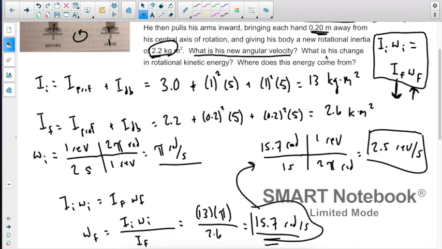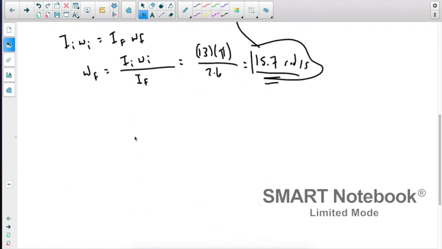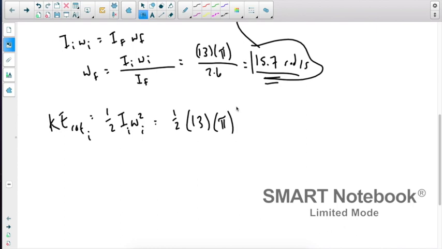The next question is, what is the change in rotational kinetic energy? So that's going to be really simple. I know that rotational kinetic energy is 1/2 I omega squared. So initially, I'm going to use my initial values. So that's going to be 1/2. His initial rotational inertia was 13, wasn't it? His initial angular velocity was pi. So therefore, his initial rotational kinetic energy is about 64 joules.